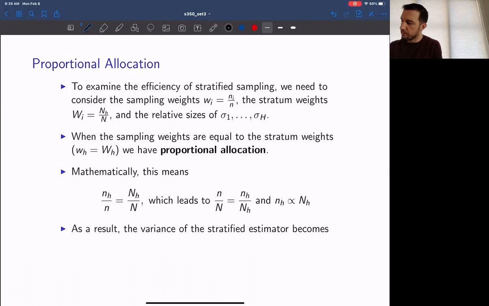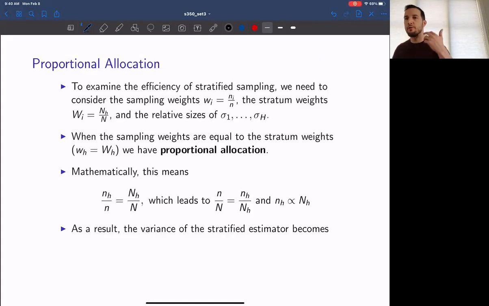So in proportional allocation, effectively what we do is we let the proportion of observations in each sample be equivalent to the proportion of observations from the population that are allocated to each of the strata. So that's why it's called proportional allocation, right?